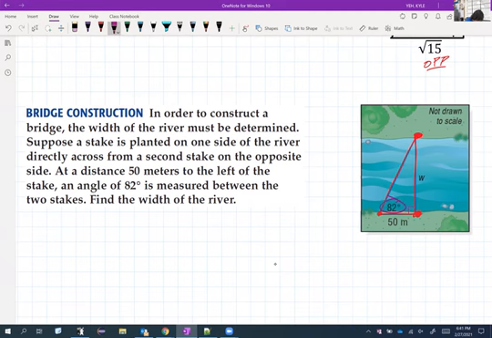Let's do this. 82 degrees. So we have opposite is W. We've got adjacent is 50. I want you to set up an equation and solve it. I know the picture's not drawn to scale, but we should get a pretty big number for the width of that river because it's across from an 82-degree angle. It's a pretty big angle. I'm going to pause it, work it out. We'll compare answers in just a second.